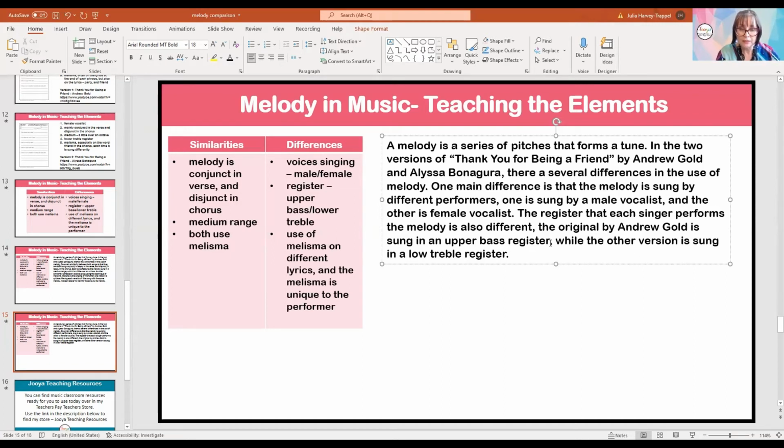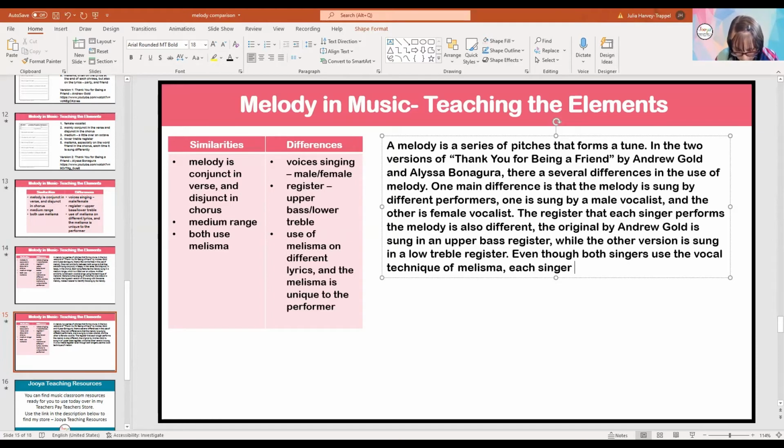Okay, so the next thing that we need to do is talk about the use of melisma. Now, even though it was a similarity, it's also a difference. Okay, and it's good for kids to see that and also hear that. I'm going to say that even though both singers use the vocal technique of melisma, each singer uses it on different lyrics.